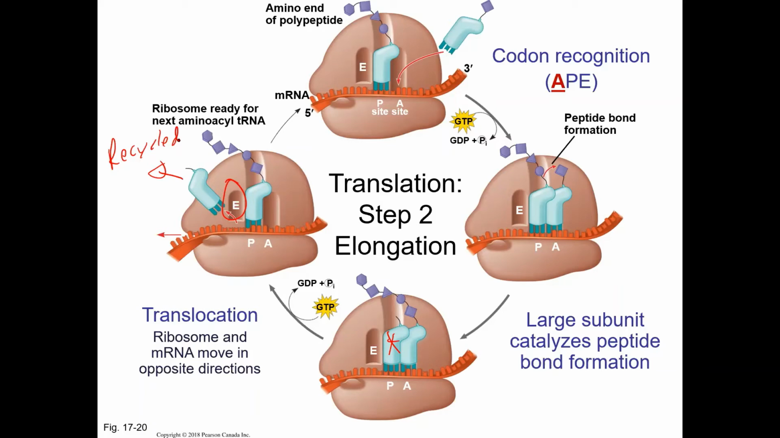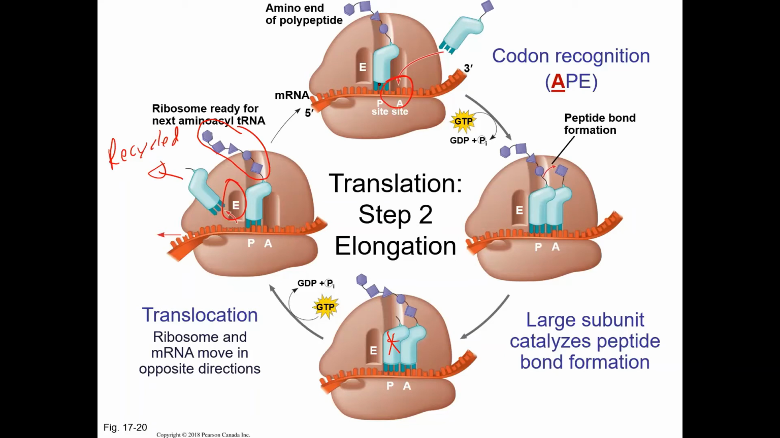And now, if you look, our peptide chain is one amino acid longer, and that's good. And we're just going to repeat that, because now we have another codon in the A site, and we're going to keep on going along, and as long as we have codons, we can keep adding amino acids.